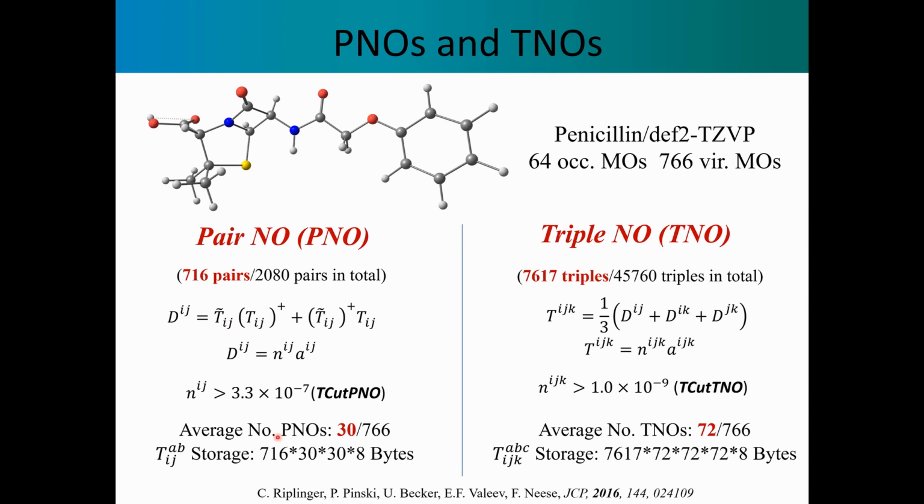But let's check the triples. First we have to construct the density of the triple and then diagonalize it. In order to achieve very accurate results, we have to use tight thresholds in the TNO. So in this case, for each triple IJK, on average, we have about 72 virtual orbitals. In order to store this T_IJKABC for the penicillin molecule, we have to use very large memory, right? And this is just a system below 1,000 basis functions. If we go to an even larger system, this is huge. And the computational cost of the original version also isn't very good.